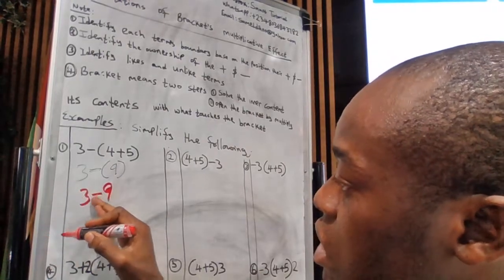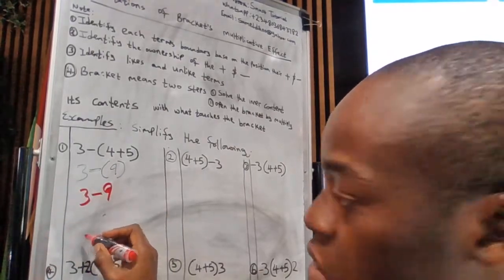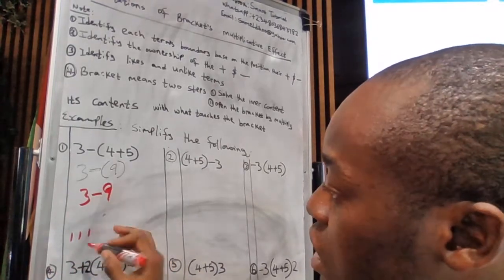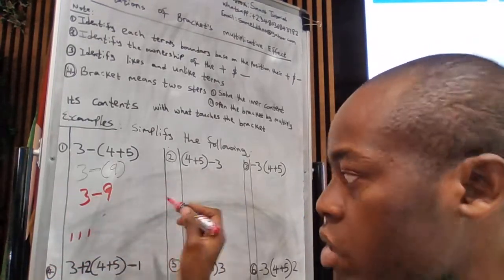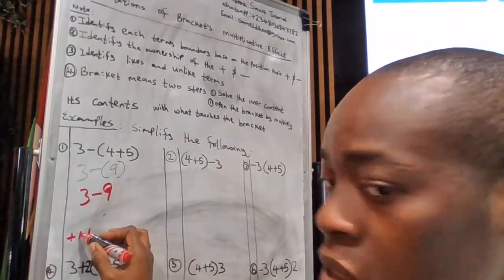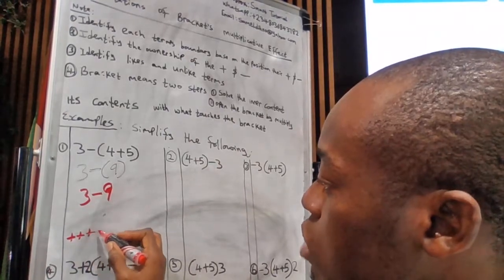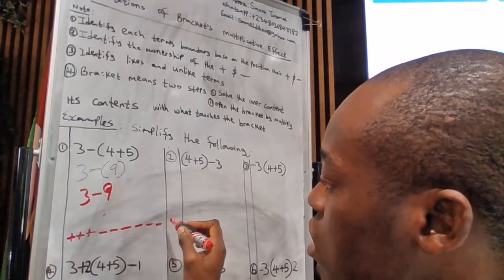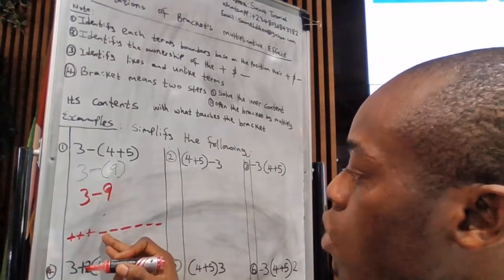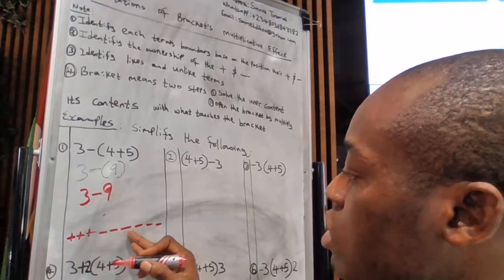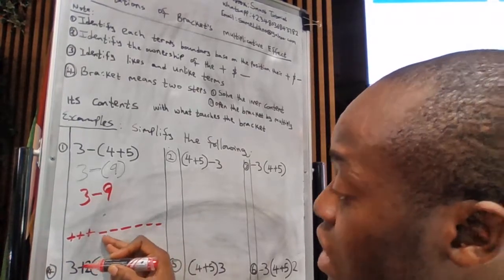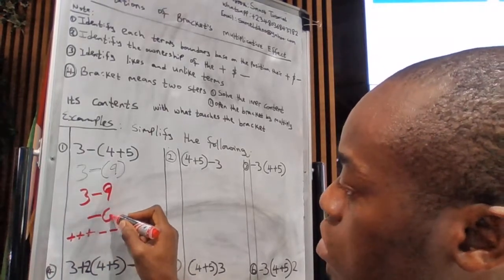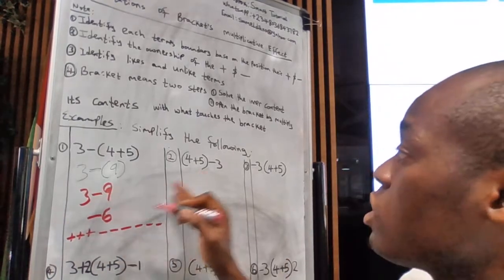Count 3, take away 9. Let's do it together. 1, 2, 3. We have counted 3. Take away 1, take away 2, take away 3, take away 4, take away 5, take away 6, take away 7, take away 8, take away 9. We discover that our answer still remains 1, 2, 3, 4, 5, 6. Our answer, we still have minus 6. That is our answer for this.